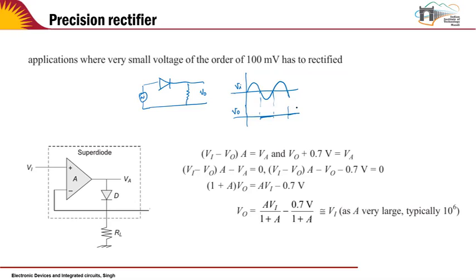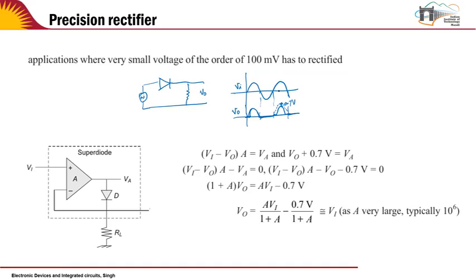And in the positive cycle, what will happen? The diode conducts, but there is a small drop across the diode. So the output goes something like this. I'm drawing it in a little exaggerated fashion, where this difference between the output and input is approximately 0.7 volts, right? So the input would have been looking something like this. And we saw that the diode loses about 0.7 volts.